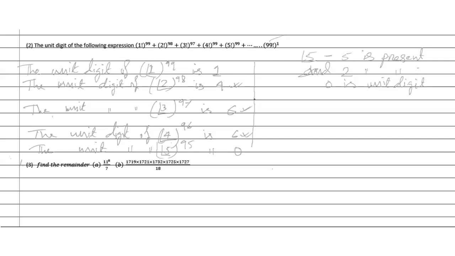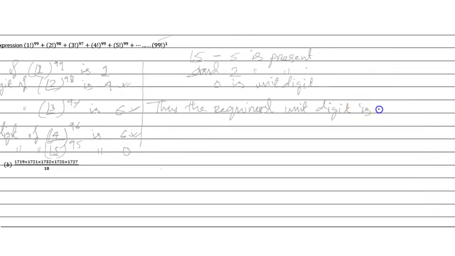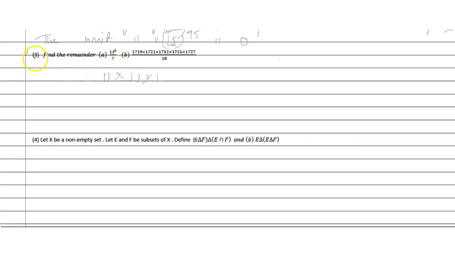So thus the required unit digit is 6 plus 6, 12, plus 4 plus 1, that is 17. So last digit is 7. This is my answer. Now friends, again the question number 3. Find the remainder when 11 to the power 8 is divided by 7. 11 into 11 into 11 into 11 into 11. How many times? 11 times.